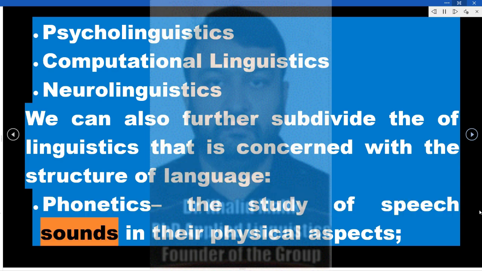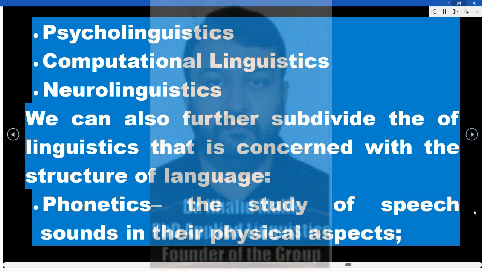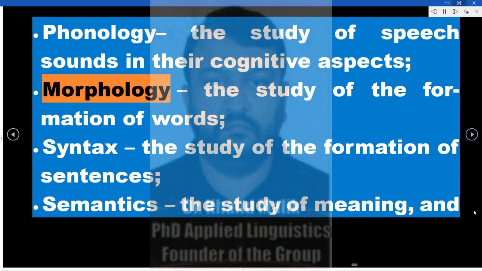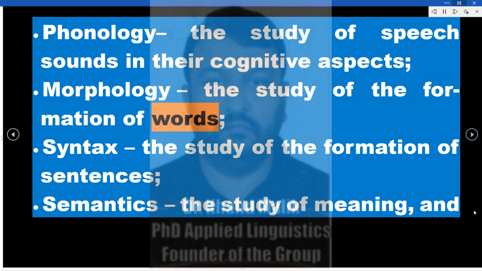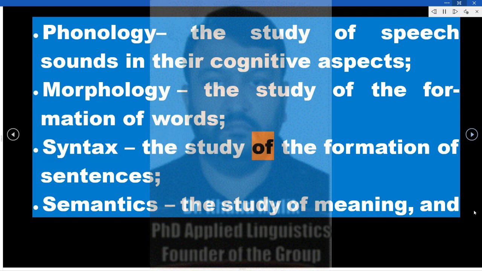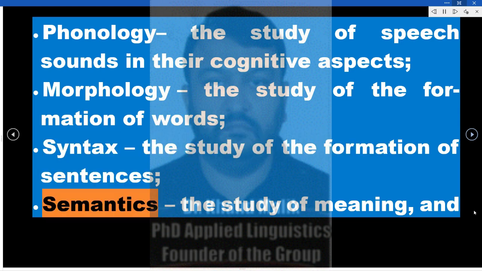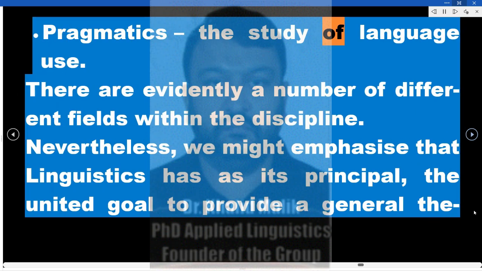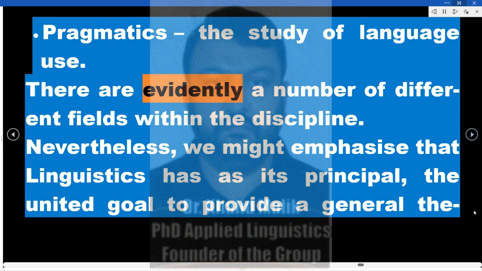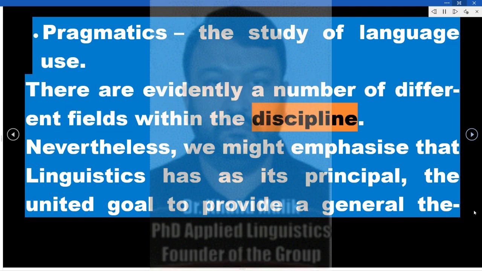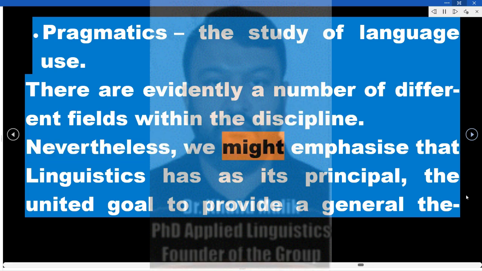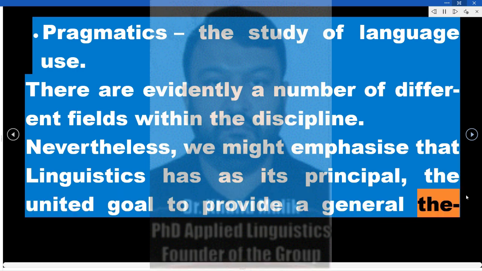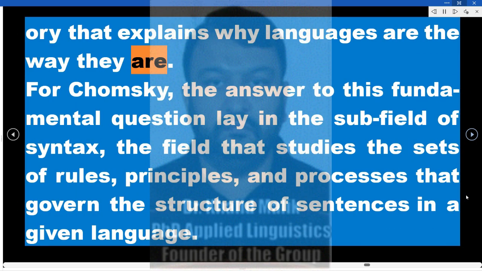Phonetics is the study of speech sounds in their physical aspects. Phonology is the study of speech sounds in their cognitive aspects. Morphology is the study of the formation of words. Syntax is the study of the formation of sentences. Semantics is the study of meaning, and pragmatics is the study of language use. There are evidently a number of different fields within the discipline. Nevertheless, we might emphasize that linguistics has as its principle the united goal to provide a general theory that explains why languages are the way they are.